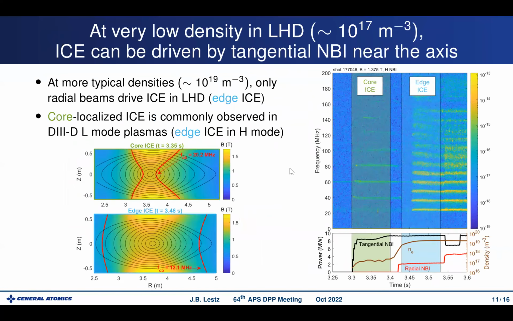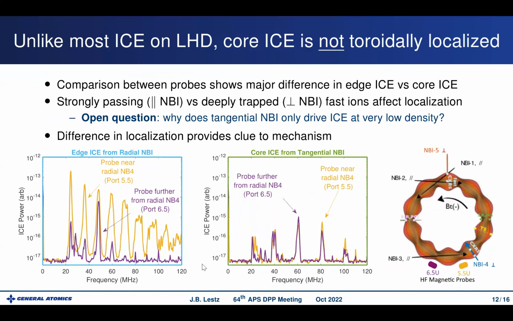There's also this interesting exceptional case at very low densities on LHD where the tangential beams can drive ICE, and that ICE maps very deep into the core of the plasma, which is very different from the usual case, which is ICE driven by the radial beams emitted near the edge. This is interesting to study because it appears that the core localized ICE isn't really toroidally localized. It goes all the way around the device. This is unlike the usual case of edge ICE, which is observed most strongly close to the active beam source. So this may provide some clue about the localization mechanism.